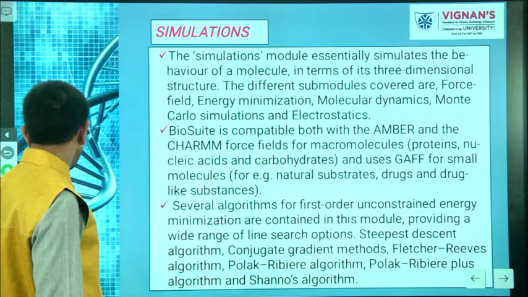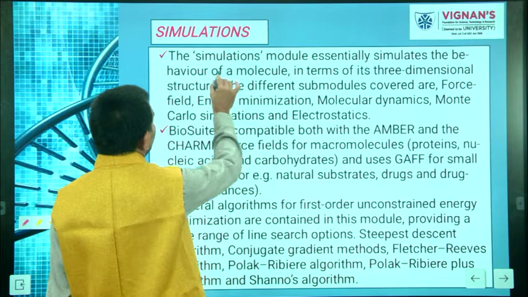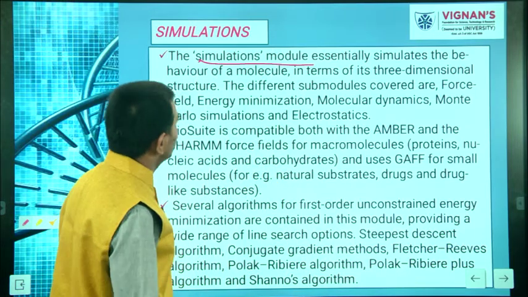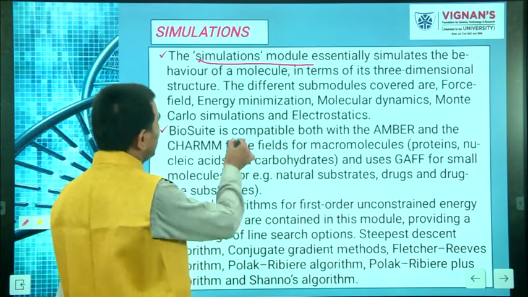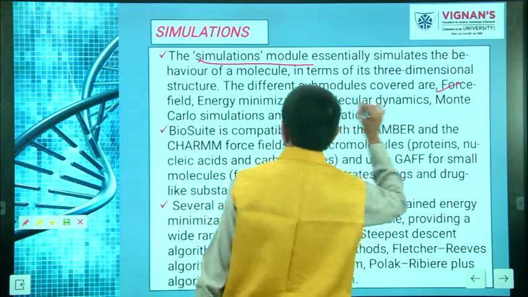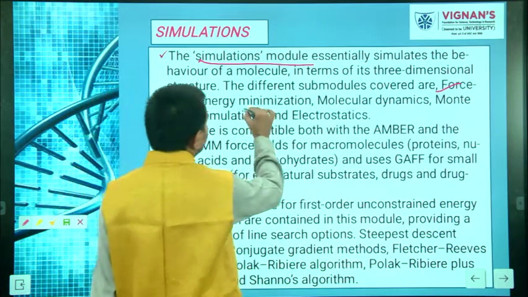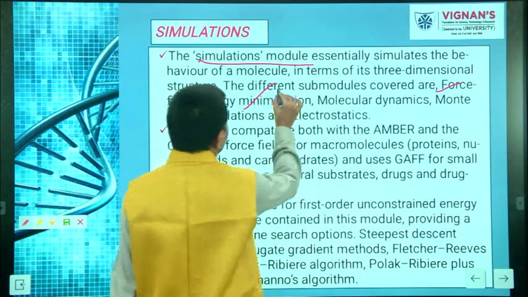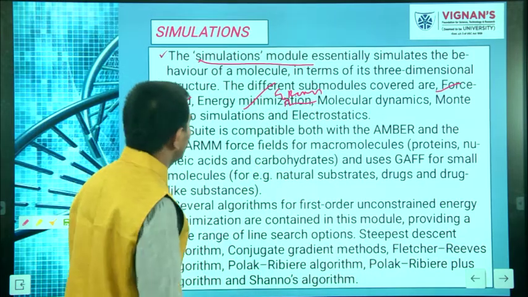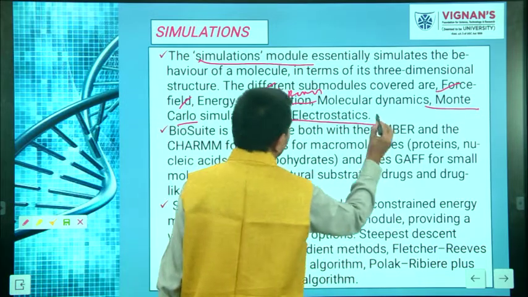Now the third important module of this comprehensive bioinformatics software tool, that is Biosuite, is where we carry out simulations. It is possible through this third module of the Biosuite, where we come across the concept of force field, which is represented in the form of a mathematical equation. And we have energy minimization tools like GROMACS, AMBER and CHARMM, and we can also perform Monte Carlo simulations and electrostatics.